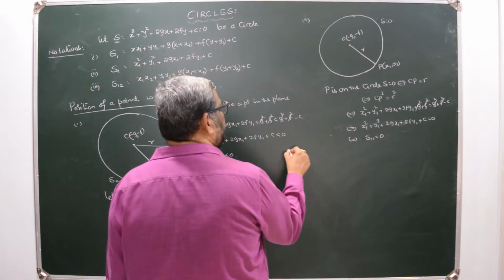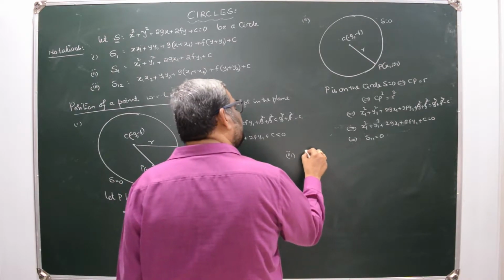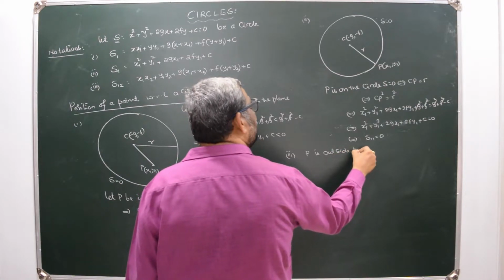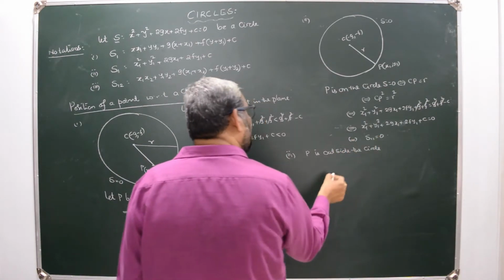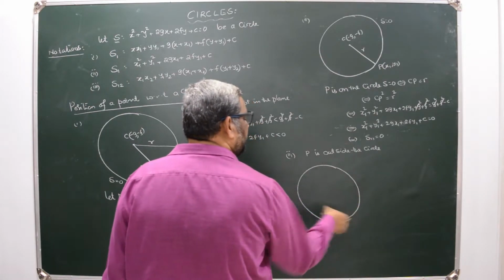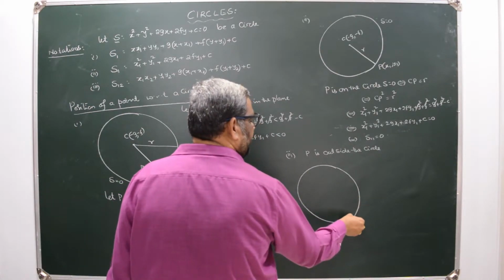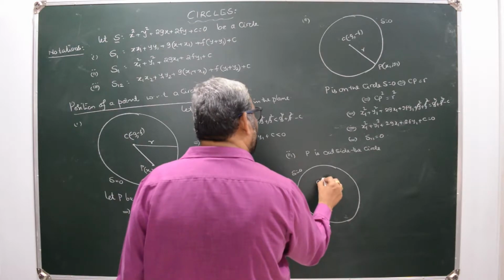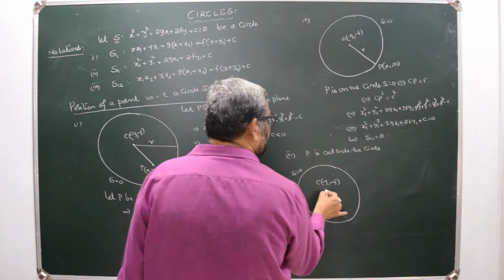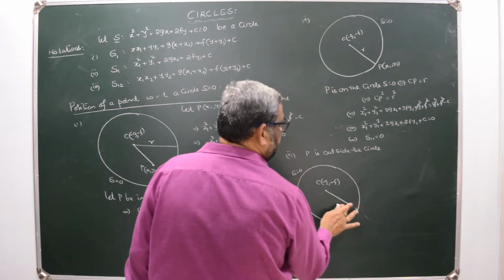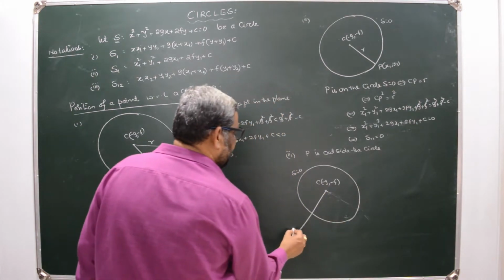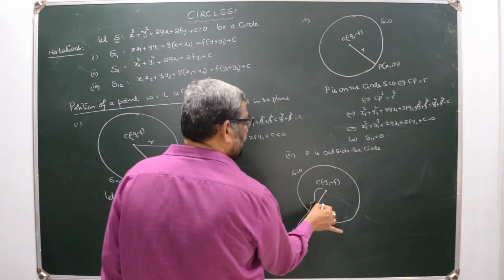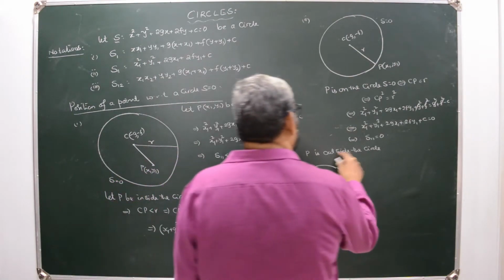Now I will consider the third one. P is outside the circle. Now I will consider the circle like this. This circle is S equal to 0. Its center is C (minus g, minus f). You take the point like this, CP. Now CP is greater than r. So P is outside the circle.